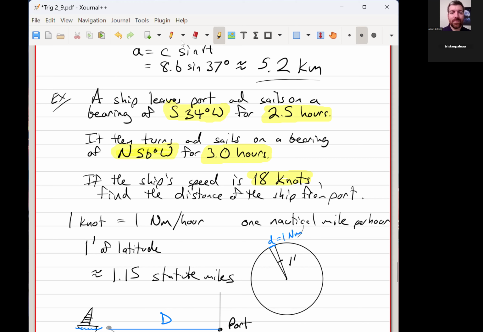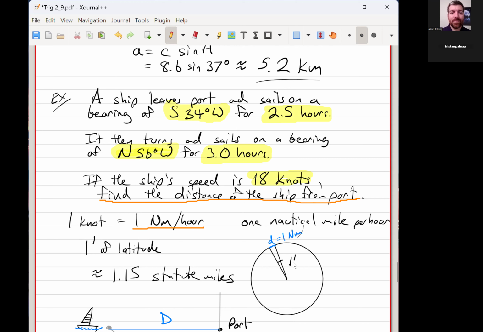Okay, so there's the goal, right? Find the distance of the ship from port. The first thing we want to talk about is what is a knot, right? A knot is a nautical mile per hour. So I've written that here. One knot is 1 nautical mile per hour. But that just raises the question, what is a nautical mile?